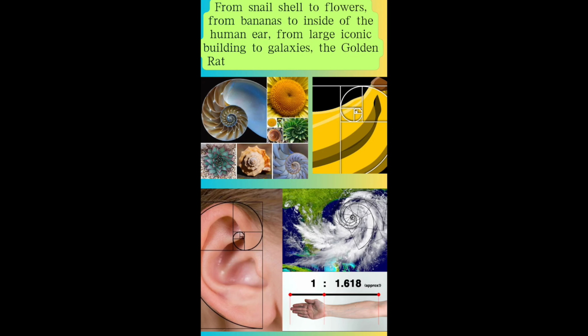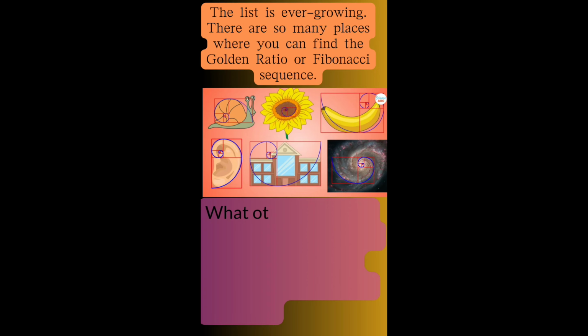From snail shells to flowers, from bananas to the inside of the human ear, from large iconic buildings to galaxies, the golden ratio can be seen everywhere. The list is ever growing. There are so many places around you where you can find the Fibonacci sequence or the golden ratio.